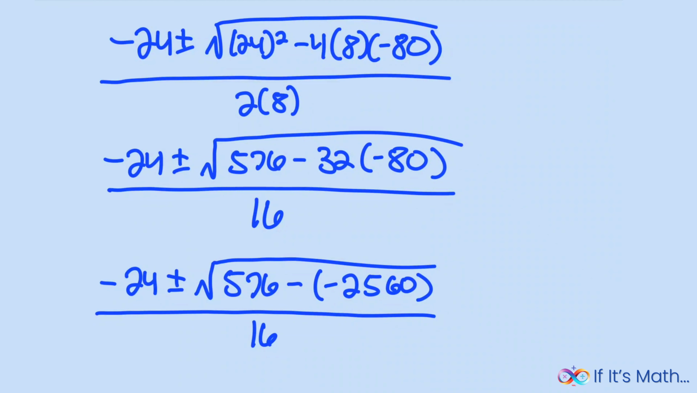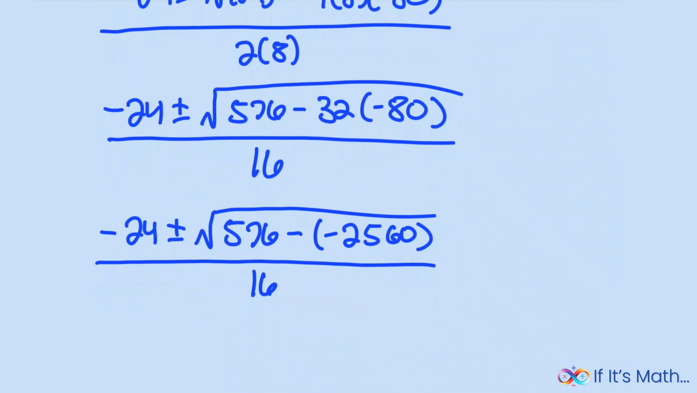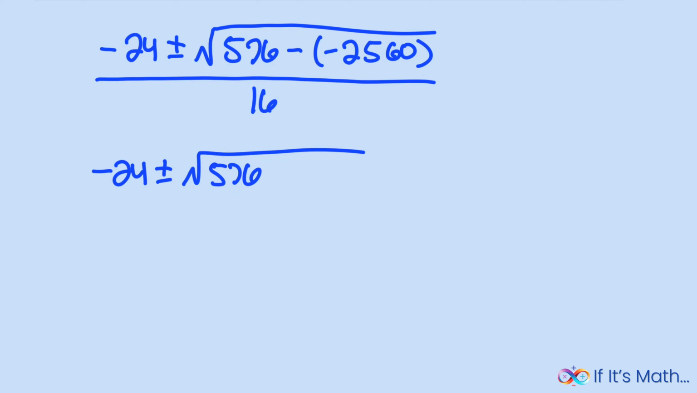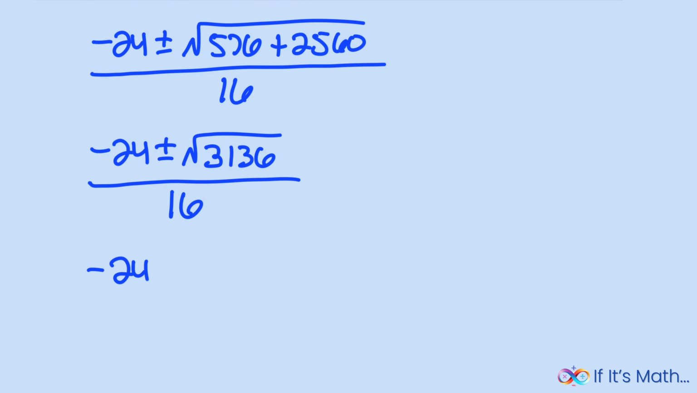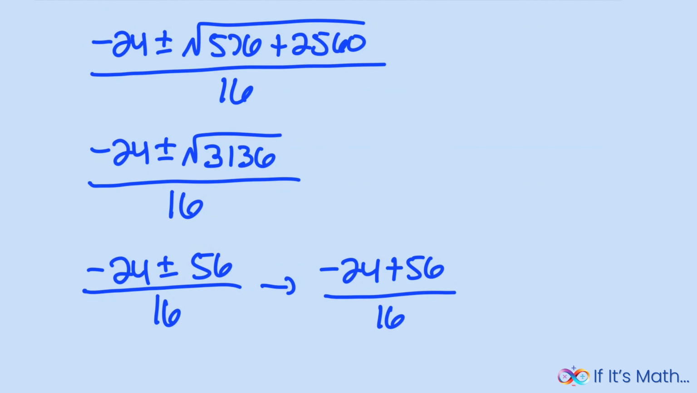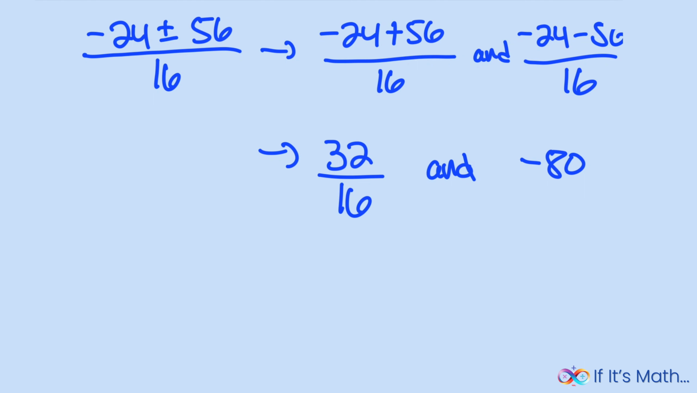Then that becomes negative 24 plus and minus the square root of 576 plus 2560, all over 16. So negative 24 plus and minus the square root of 3136, all over 16. That becomes negative 24 plus and minus 56 over 16. So we'll break that out into the two solutions. So negative 24 plus 56 over 16 and negative 24 minus 56 over 16. So that's going to come down to 32 over 16 and negative 80 over 16, coming out to 2 and negative 5.